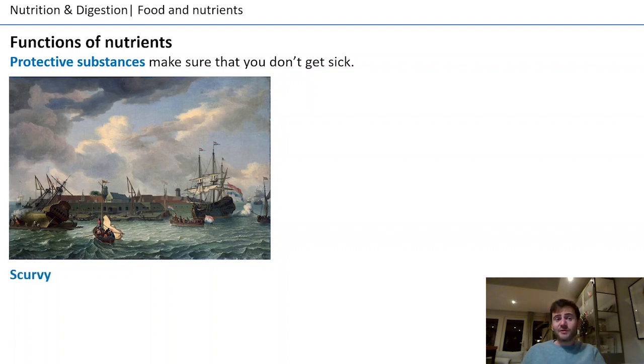And scurvy used to be common on ships during the great voyages of discovery from the 15th century onwards. And what happened there? Sailors mainly ate dried meats, fish, and hard ship's biscuits or something. But all these products lack vitamin C, and fresh fruit and vegetables were rare because they spoiled quickly.